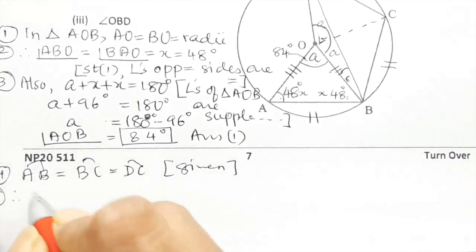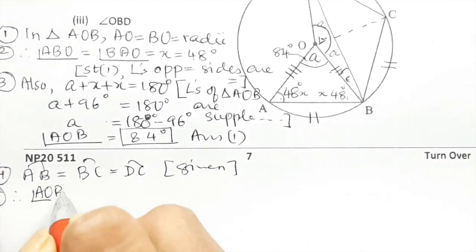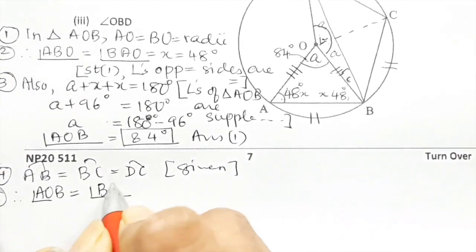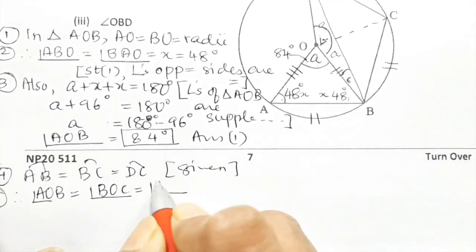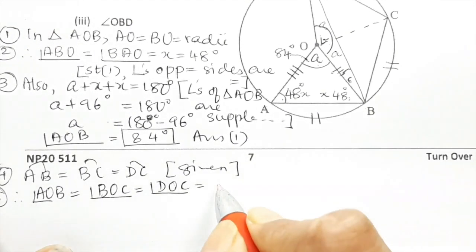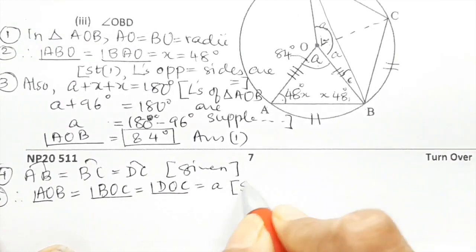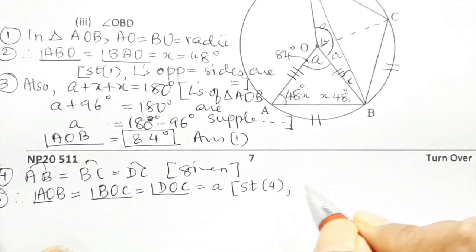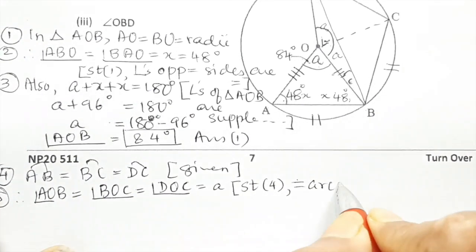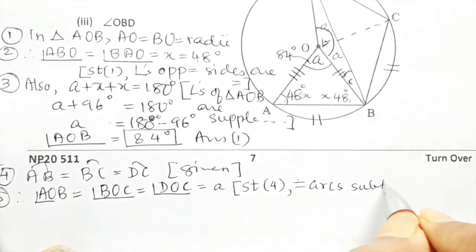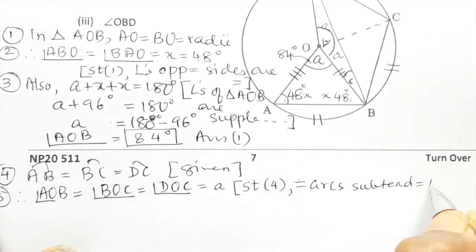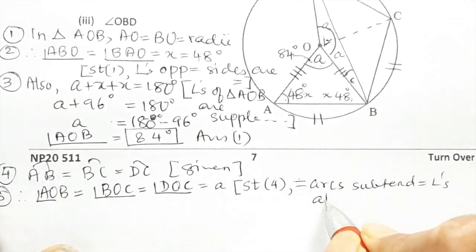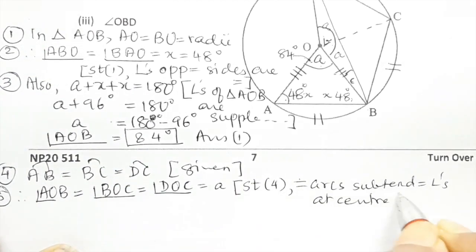Fifth statement, therefore angle AOB equal to angle BOC equal to angle DOC equal to small a, and this will be from statement 4 as equal arcs subtend equal angles at the center.